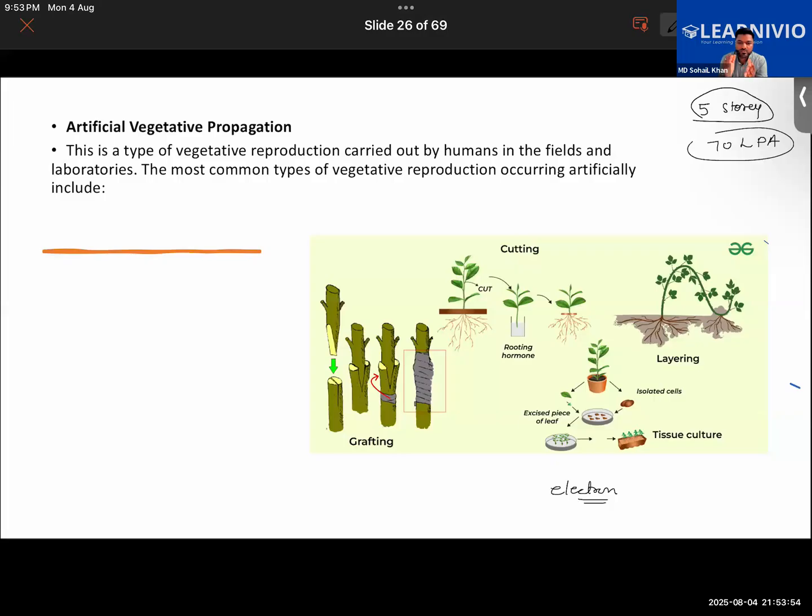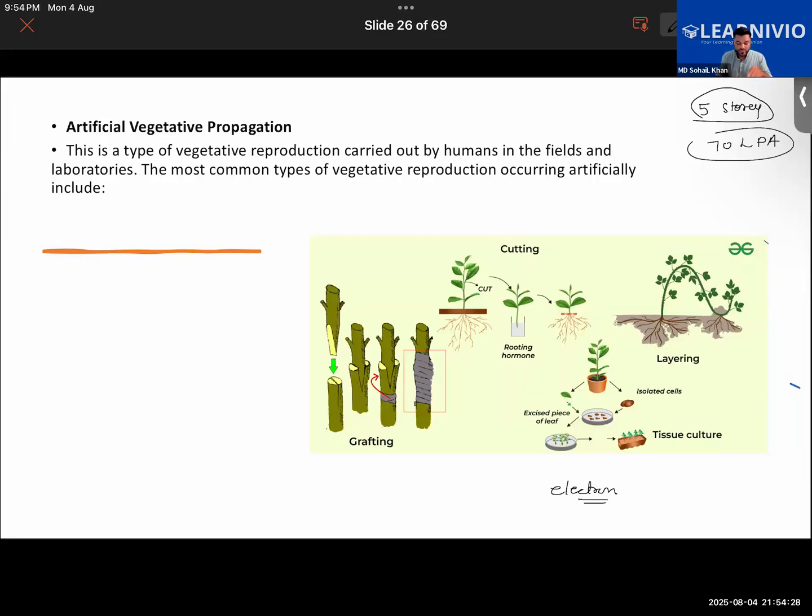But there are some limitations of hydroponics also. It's more suitable for green leafy vegetables like kale, broccoli, spinach, etc. So what I'm trying to say is that artificial vegetative propagation will have some advantages. You don't need seed to grow the new plant. You will save lots of time, and you can literally make a clone of the plant.